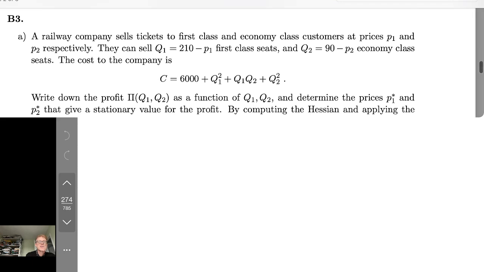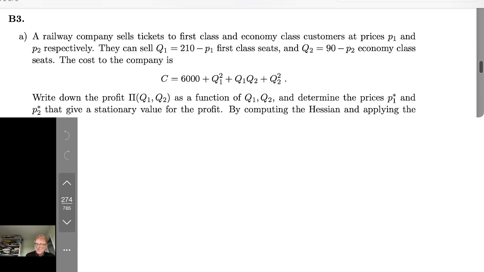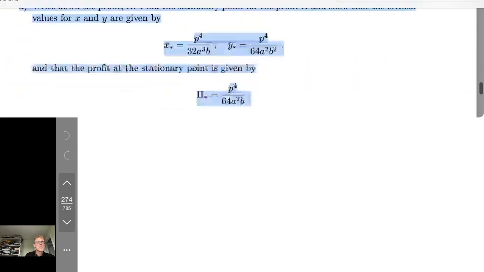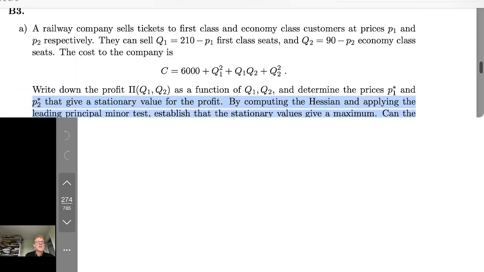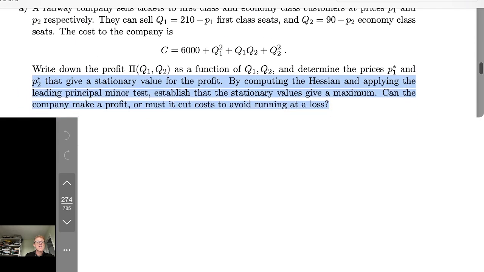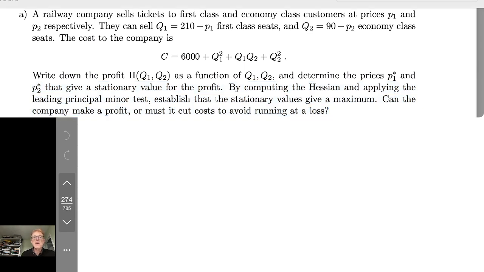So B3, B3A, a railway company sells tickets.